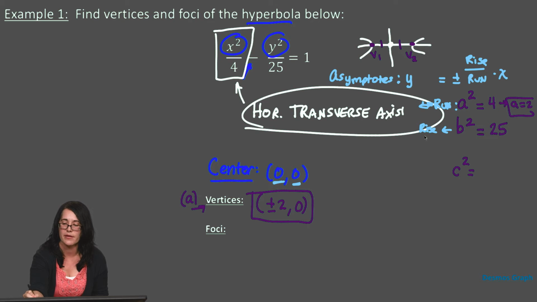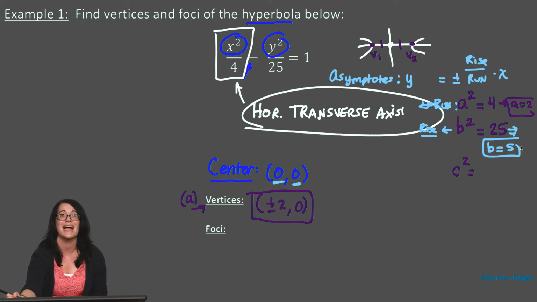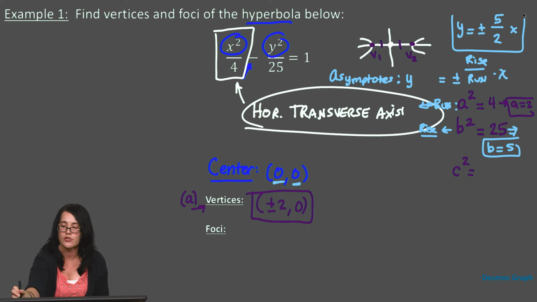rise. That's right. So my rise is actually the square root of 25, which is 5. So if B is 5, I now know that my slope here is 5 over 2. So y equals plus or minus 5, my rise, over 2, my run, x. And now I could draw those lines.